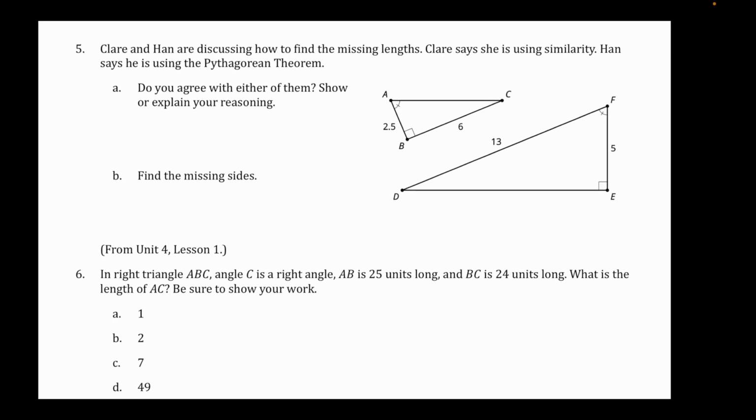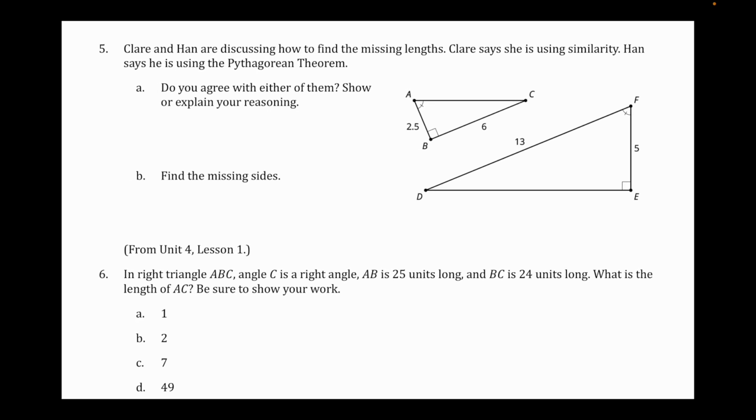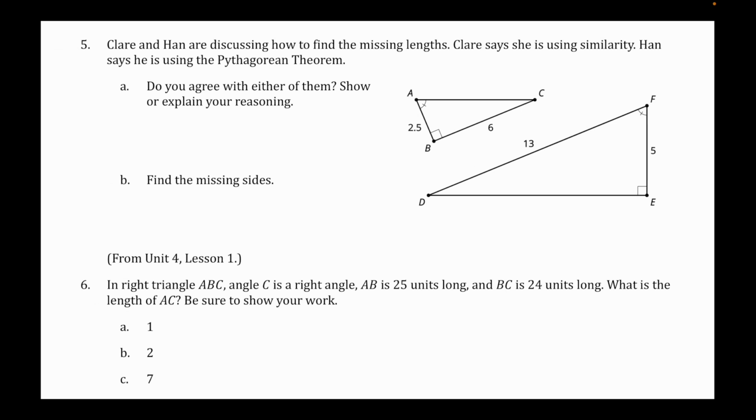Claire and Han are discussing how to find the missing links, and we have 2 triangles here. Claire says she's using similarity, and Han says he's using the Pythagorean theorem. Do you agree with either of them, and show or explain your reasoning? Well, since these are both right triangles, as long as we're only missing one side, yeah, we can use the Pythagorean theorem. And hey, I am only missing one side on this triangle, so the Pythagorean theorem will work. Same with this one, I'm only missing one side.